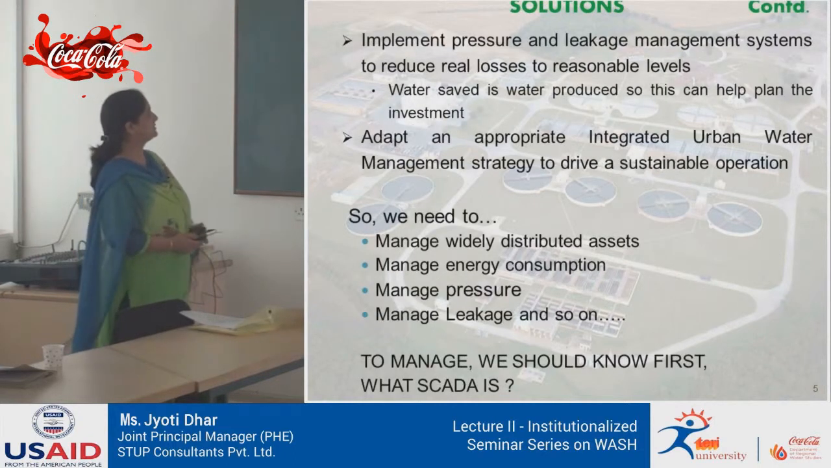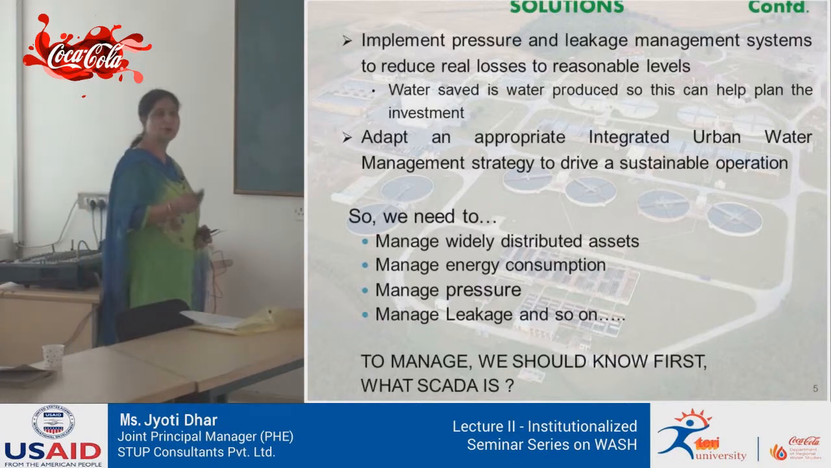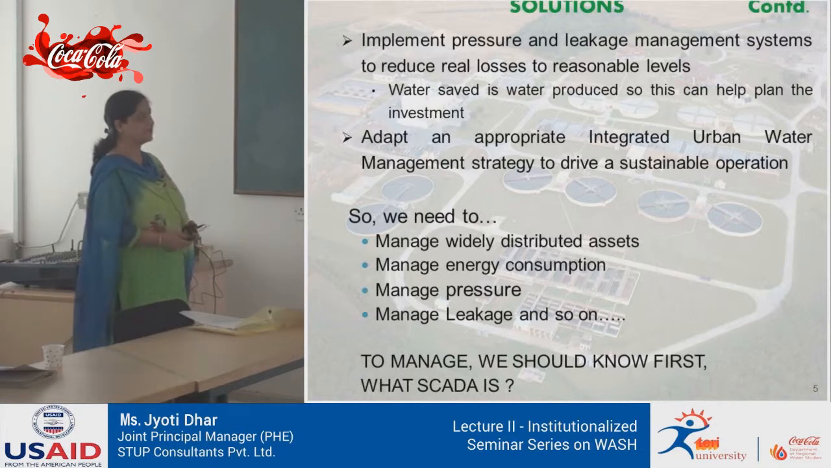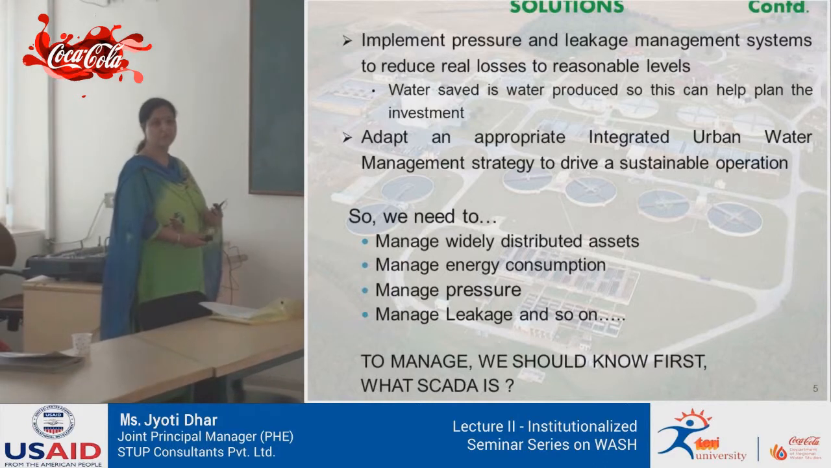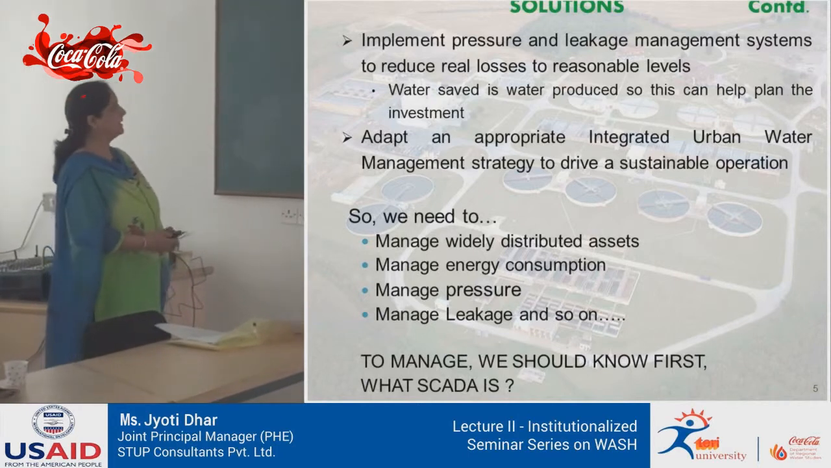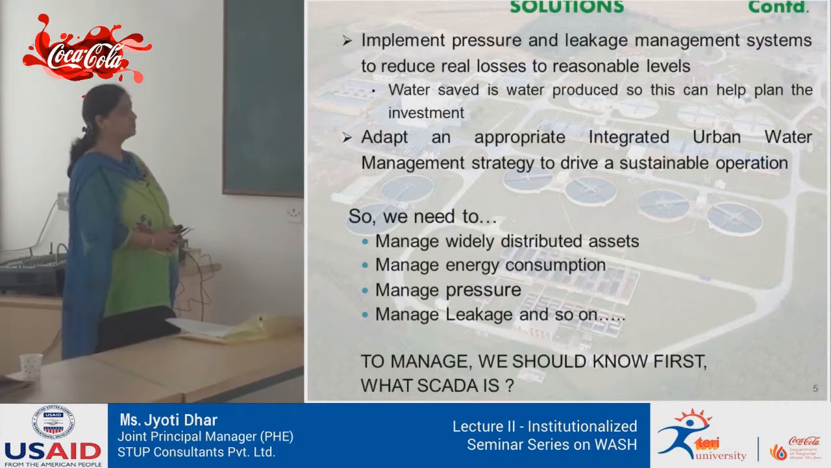Then the solutions that implement pressure and leakage management. I was talking about the NRW, that is non-revenue water. That is the leakages which are taking place in the system, in the pipelines, in the pumps. So we need to maintain those leakages, and they are being done by monitoring those leakages. Like we have pressure transmitters, we have flow meters installed at each and every junction of the pipes, and we really need to reduce those losses.